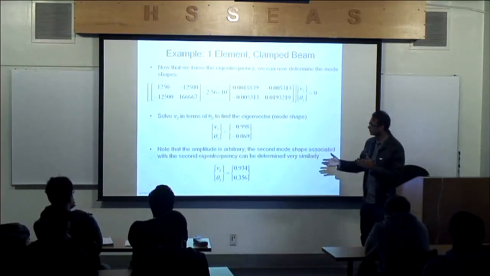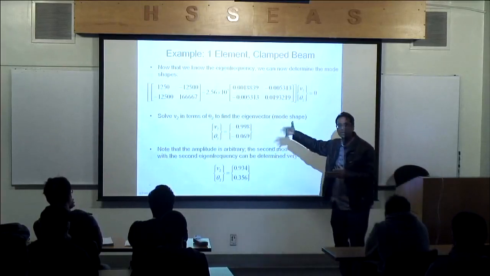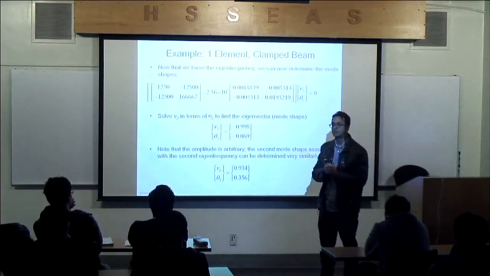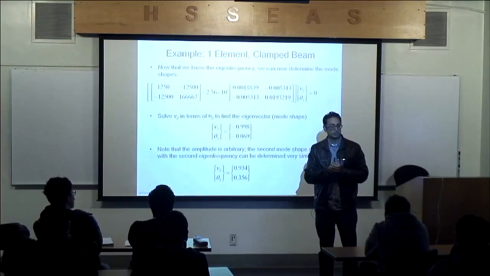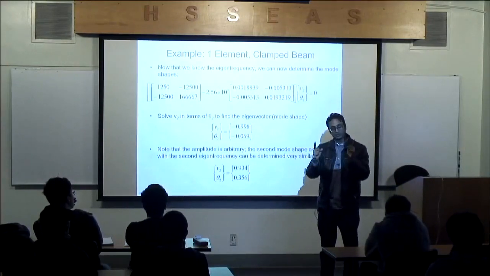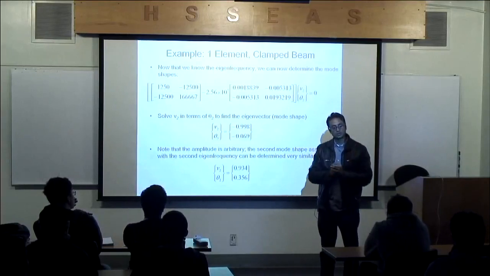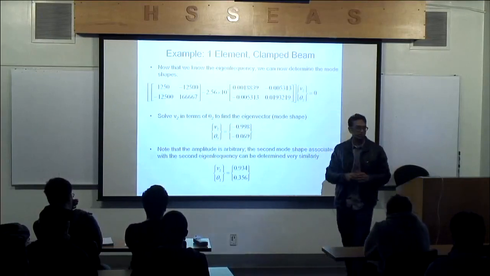Now, what does this eigenvector mean at all? Do they have any physical meaning? Yes, they do have physical meaning, and they actually represent the shape that single element is going to take. Okay? And I did that. I actually went back and plotted it.